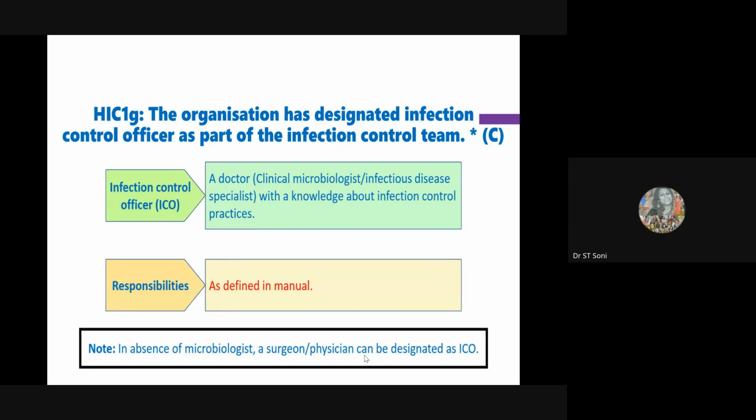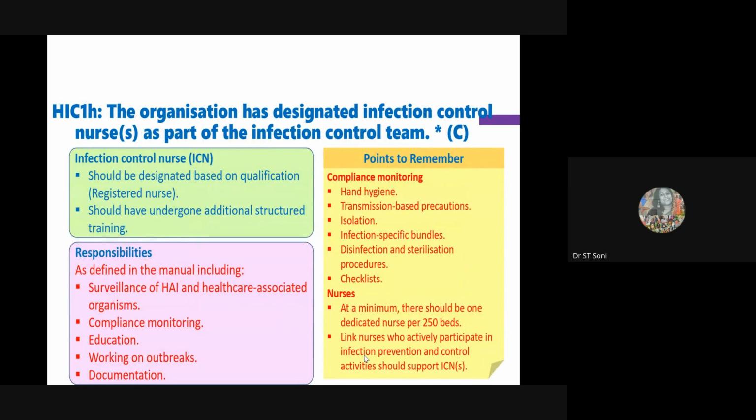To design this program, we need to have an infection control officer, which can be a clinical microbiologist or infectious disease specialist, depending upon their knowledge of IPC practices. In the absence of a microbiologist, a surgeon or physician can also be designated as the infection control officer. An infection control nurse is a must. For every 250 beds, we should have a dedicated nurse, designated based on qualification as a registered nurse, who should have gone through structured infection prevention and control training.